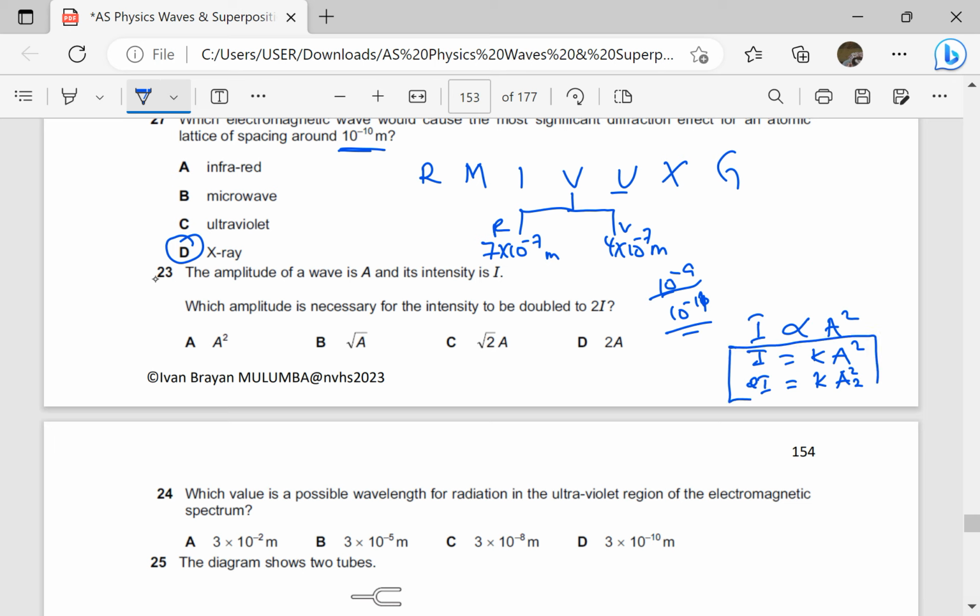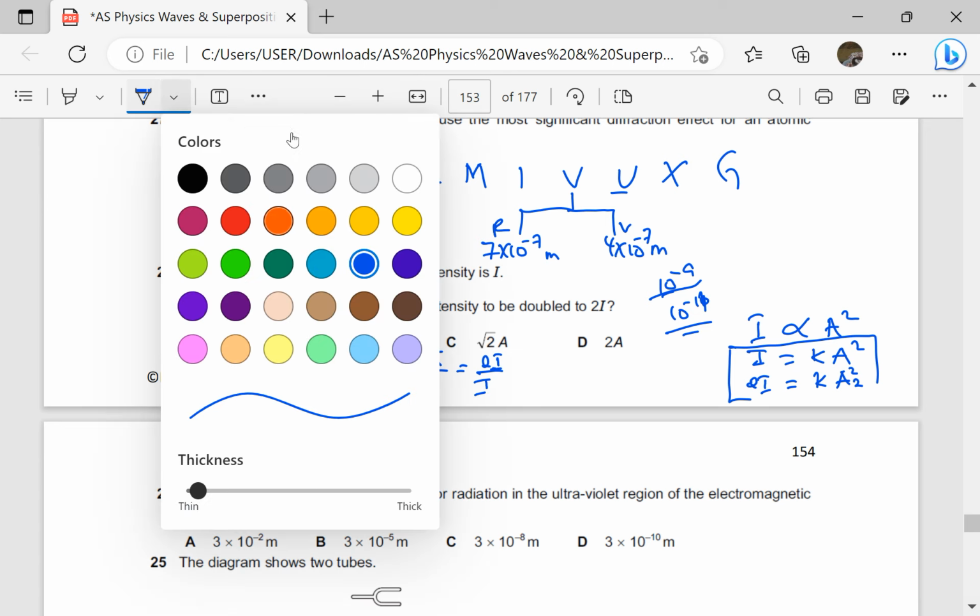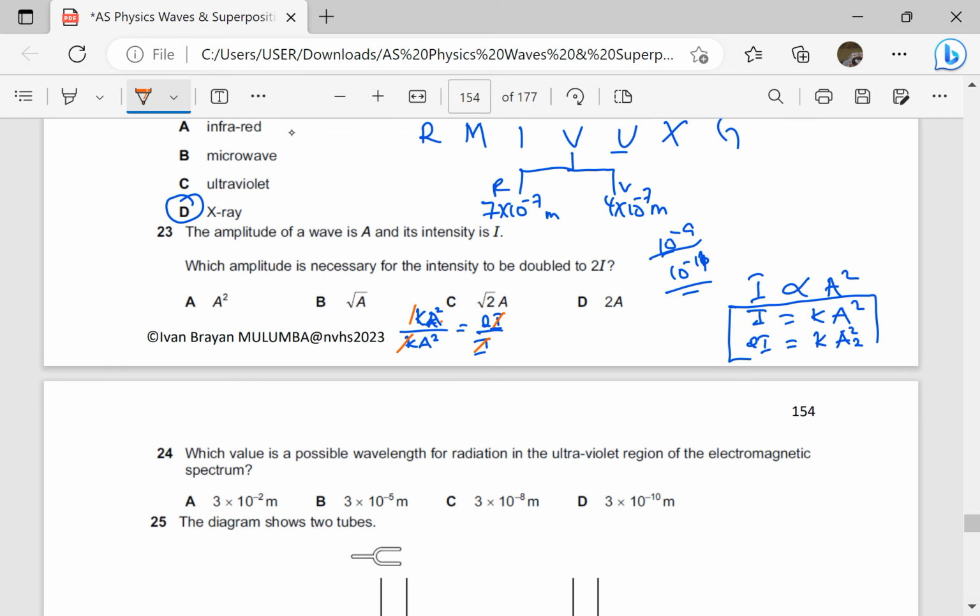So we need to find A2 from these two equations. What shall I do? I will divide the two equations. I'm starting from the right-hand side, so this is 2I over I. I has cancelled, K has cancelled. So A2 squared is going to be equal to 2 times A squared. So I find the square root of both sides. It means that A2 is equal to the root of 2 times A. So root of 2 times A, that makes the answer to be C.